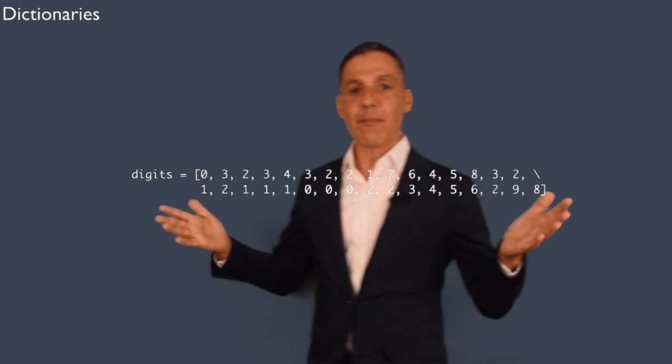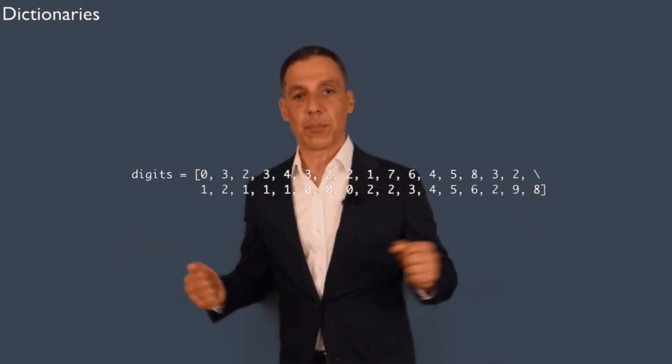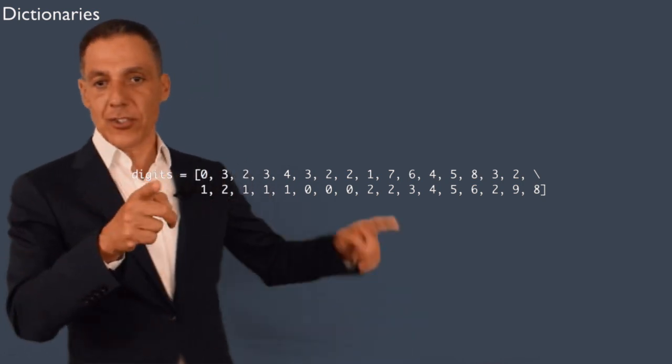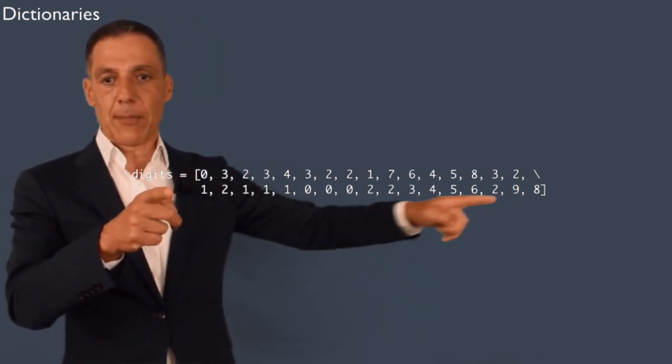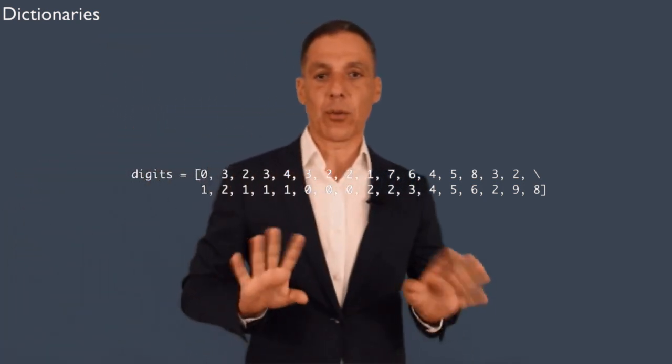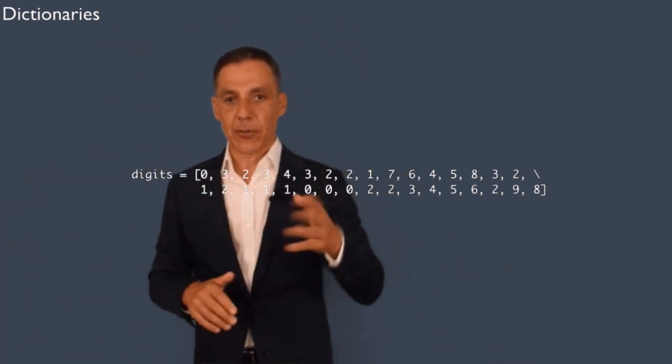So, by way of motivation, let's think about the following problem. I give you just a list, so this is just a standard list, square brackets, comma delimited, with a bunch of digits in it. So just numbers between 0 and 9, only 10 possible numbers, and of course there can be repeats of those.